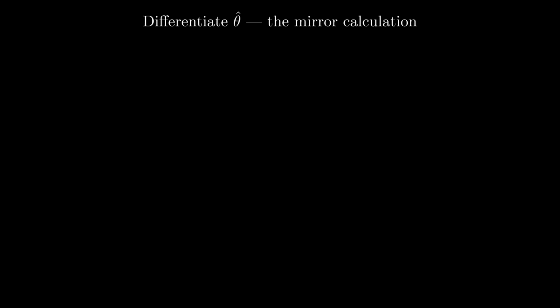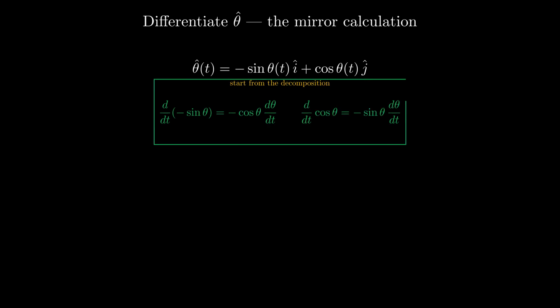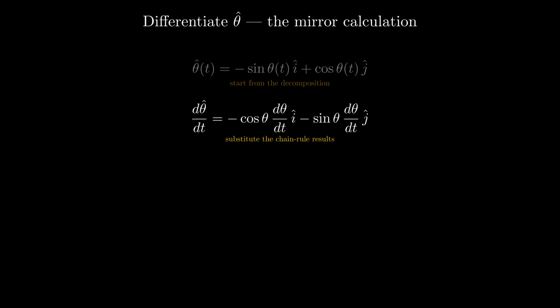The calculation for theta hat works the same way. Theta hat equals minus sine theta i hat plus cosine theta j hat. Differentiate term by term. The derivative of minus sine theta is minus cosine theta times d theta dt. The derivative of cosine theta is minus sine theta times d theta dt. So the derivative of theta hat is minus cosine theta d theta dt i hat minus sine theta d theta dt j hat. Factor out d theta dt again.